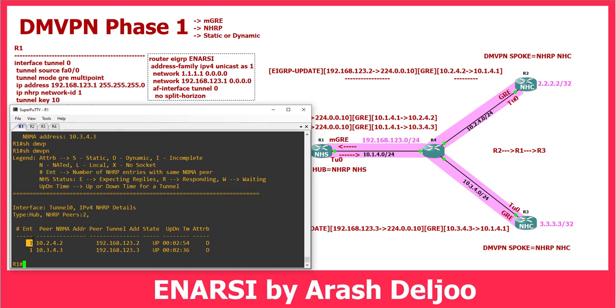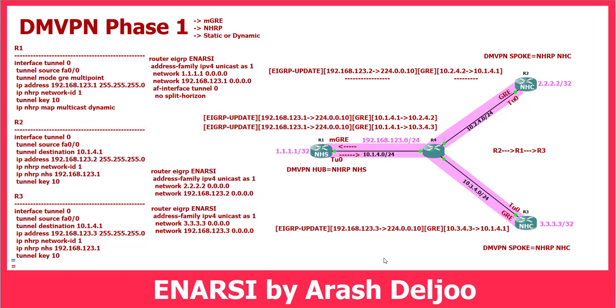Look at here. Entry 1, this is the entry number of NHRP entries with the same NBMA peer, because it is possible to have more than one NHRP entry from one peer. After that here we can see the status is up. We will learn about the state more than this, but for now it is up. After this is the up/down timer, as you can see, up or down time for a tunnel. And then here also we have the attributes. This is the type of this tunnel, dynamic, and it is established. Here we don't have any important difference, but now we can configure EIGRP.